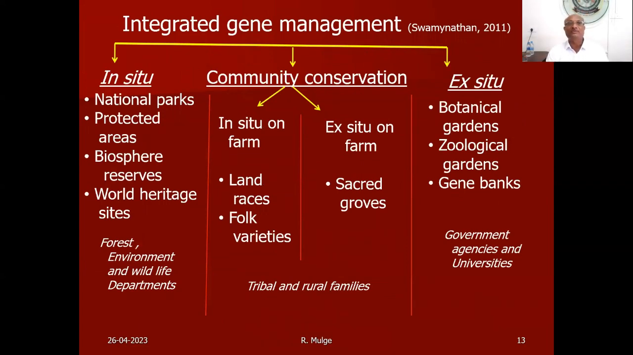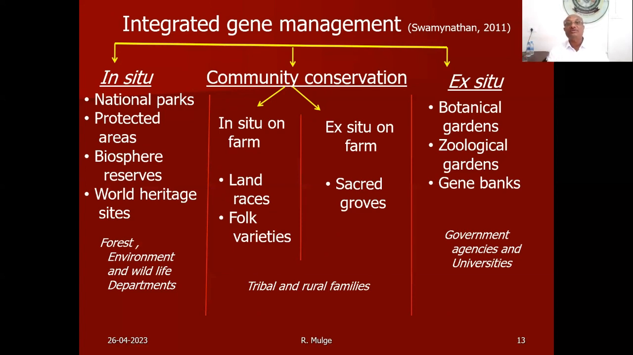And then what you have to do? Integrated gene management. It's very important. In situ, community conservation, and ex situ. So in situ means the national parks, protected areas, biosphere reserves, and then World Heritage Sites. Like forest, environment, and wildlife departments, they are taking the responsibility of that. Community conservation, some people are involved in situ on farm, land races, folk varieties. Farmers themselves can do it, and tribals and rural families, they can do it.